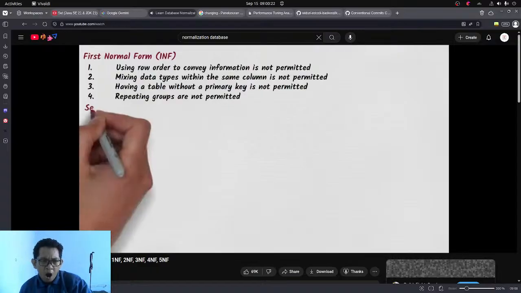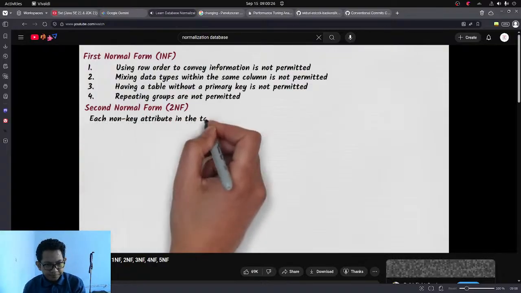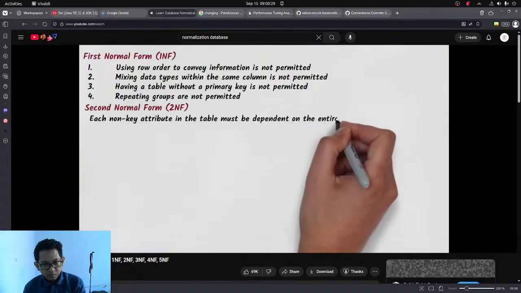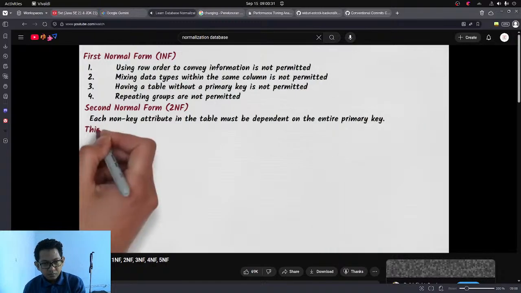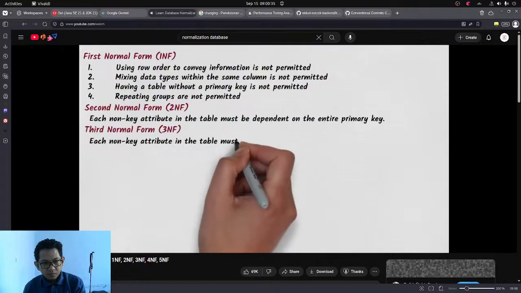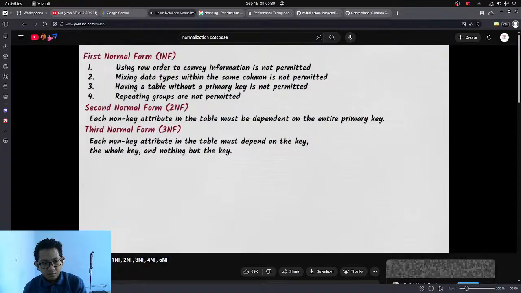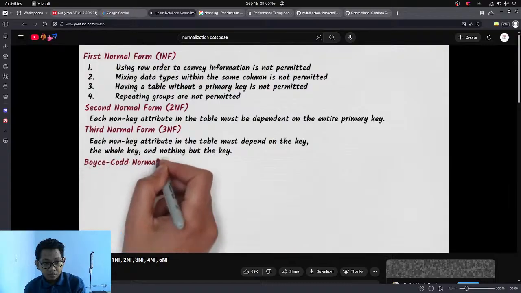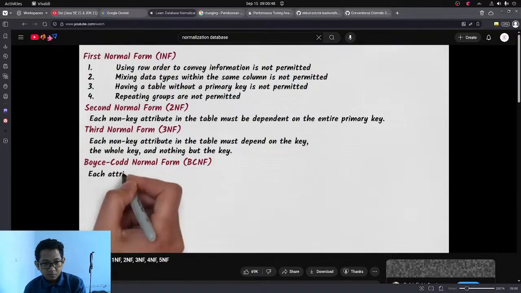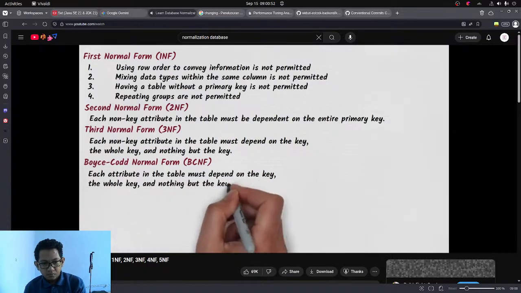The rule for second normal form is each non-key attribute in the table must be dependent on the entire primary key. The rule for third normal form is each non-key attribute in a table must depend on the key, the whole key, and nothing but the key. If we prefer to drop the phrase non-key, we end up with an even simpler and even stronger version of third normal form called Boyce-Codd normal form. Each attribute in a table must depend on the key, the whole key, and nothing but the key.